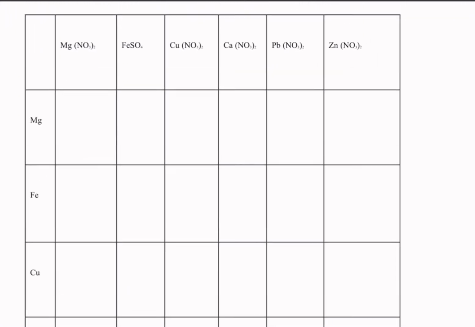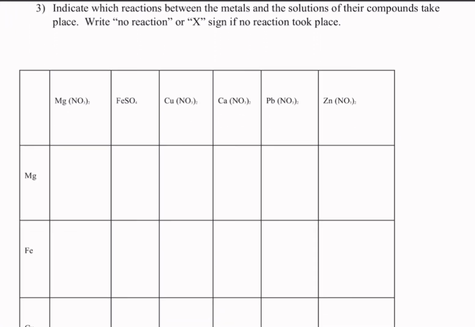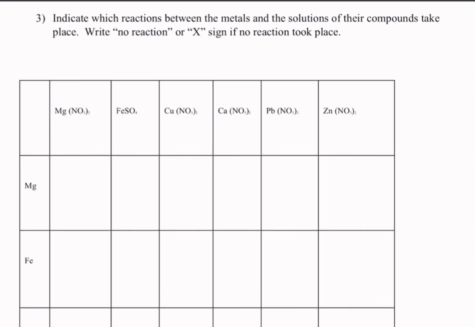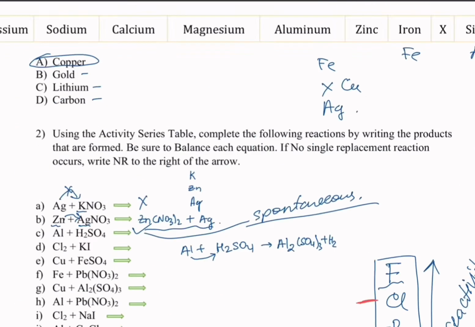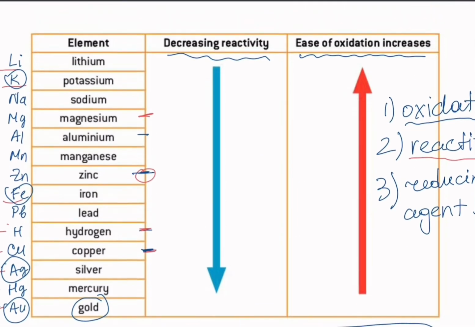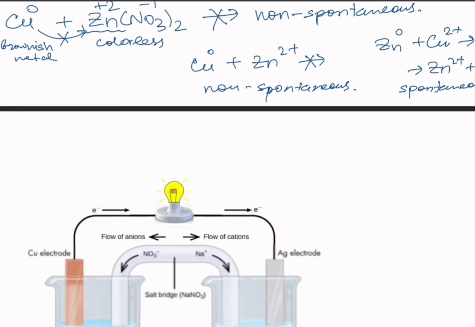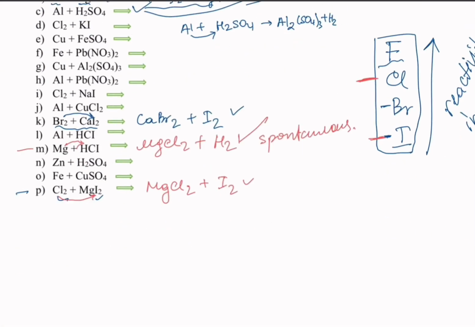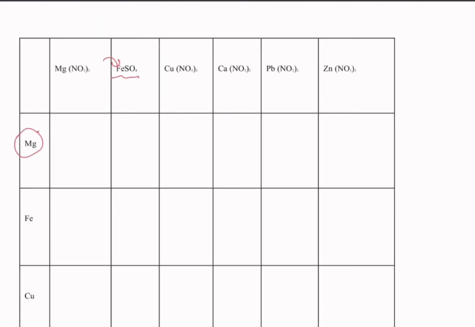Now let's do this table together with you guys. We have magnesium. We want to know if magnesium will kick out iron, okay? And if the reaction goes, we put a tick mark. If the reaction doesn't go, we're gonna put a cross, okay? So now let's check this out. Magnesium and iron. Let's go to the table. Where is the magnesium? Magnesium is right here. Where is the iron? Iron is below. So magnesium is actually more reactive than iron. So magnesium is gonna replace iron, kick it out. So this reaction happens, okay?